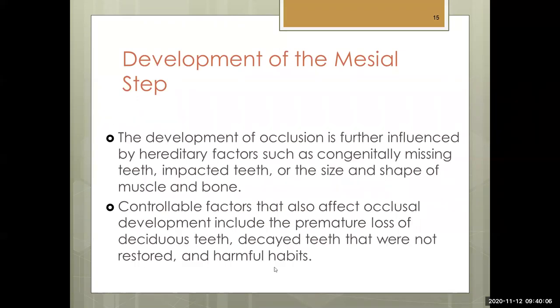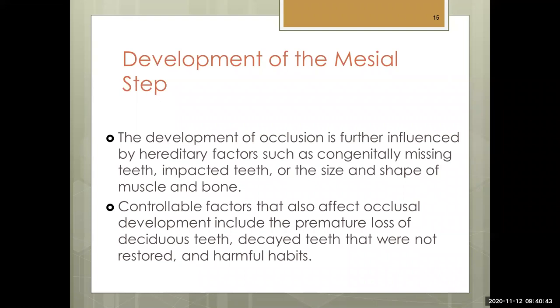The development of occlusion is further influenced by hereditary factors, such as congenitally missing teeth, impacted teeth, as well as the size and shape of the muscle and bone. Now, which are the most common congenitally missing teeth? And which are the second most? Do you remember? Third molars. Maxillary third molars are the first, and then the maxillary lateral incisors. Yes, maxillary third molars are the first most common, and then the maxillary lateral incisors.